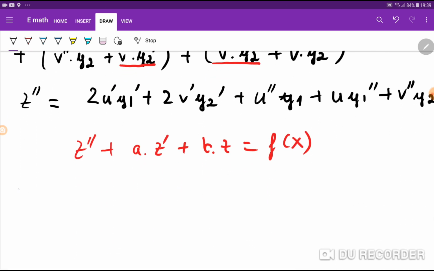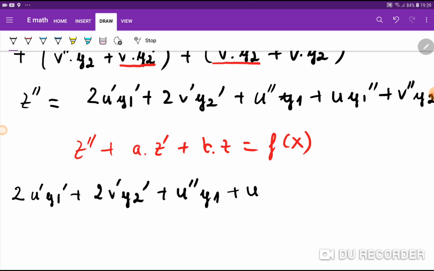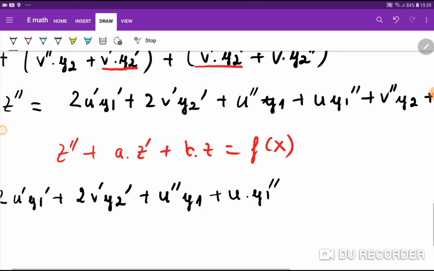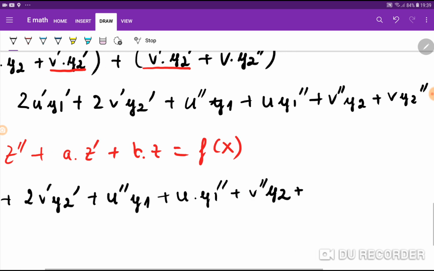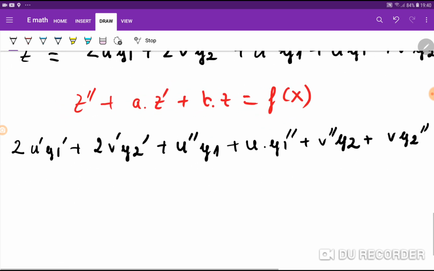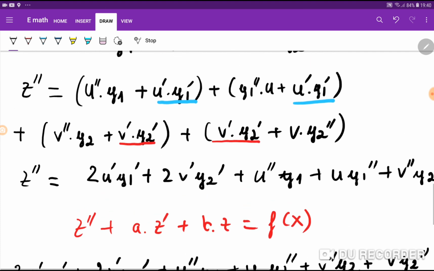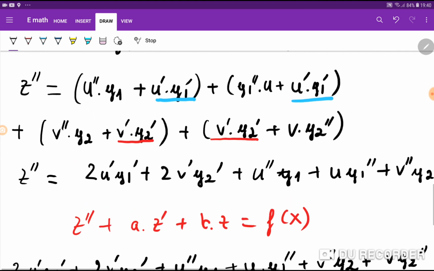So we have 2u' y1'. Bear with me, okay? It's going to take a while, but you're going to find joy later. Like everything in life, sometimes we have to be tired first. I'm going to plug all of that down: v y2''. This is all now z''. Then I'm going to times a by z', actually, I'm going to go ahead and times a to that too.